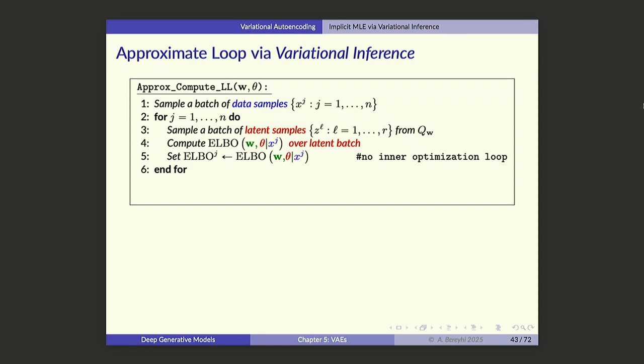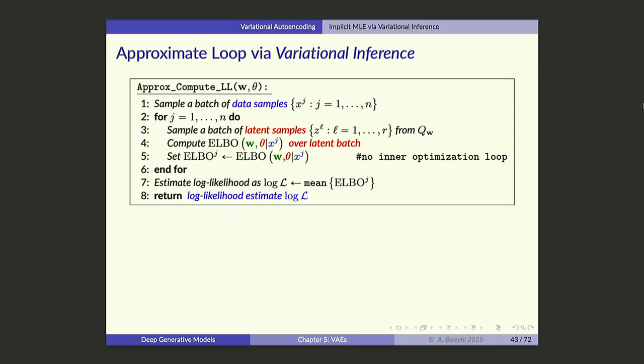I'm going to sample a bunch of latents, use those latents to compute the evidence lower bound, and then I'm going to take that computation to be one sample evidence lower bound, right? Now that I have this, I'm just going to average over all the batch of data that I have. This is going to be my estimate of the log likelihood. And then, of course, I give this to a gradient-based algorithm to optimize, right? And that is something that I can do.